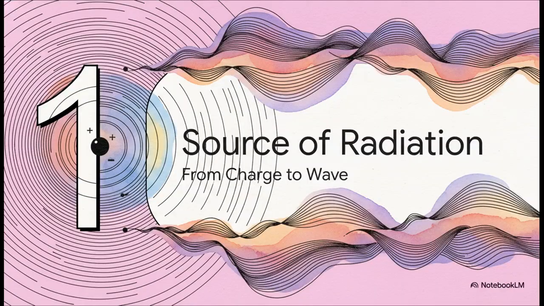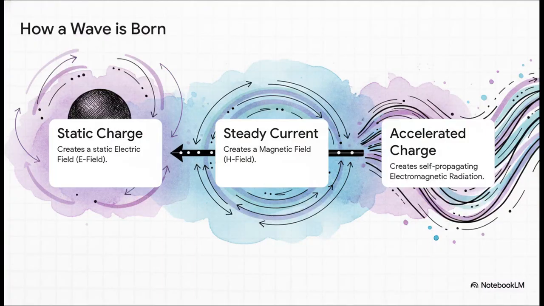Okay, let's kick things off with the source of radiation. To really get a grip on the near and far fields, you have to go back to square one. So let's ask the most basic question of all. Where does an electromagnetic wave actually come from? It's really a beautiful three-step process.